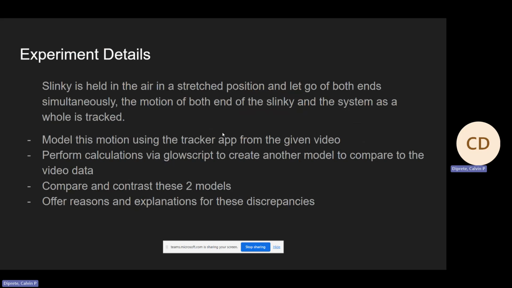We model this motion using the Tracker app from the given video, and we focus on the bottom part of the Slinky mostly, and its motion throughout the falling. And we perform calculations via Colab to create another model to compare to this video data from the Tracker app. We compare and contrast these two models, and we offer reasons and explanations for possible discrepancies and where they could come from.